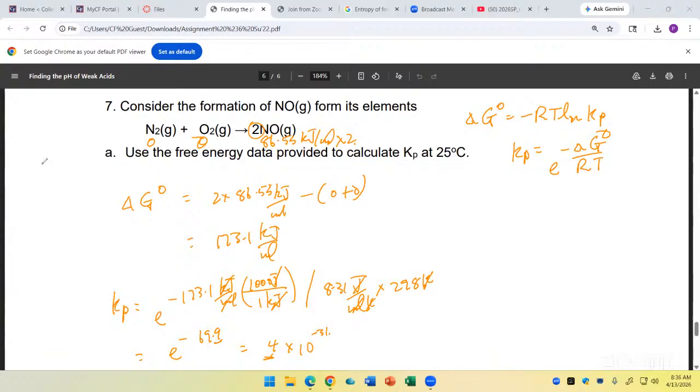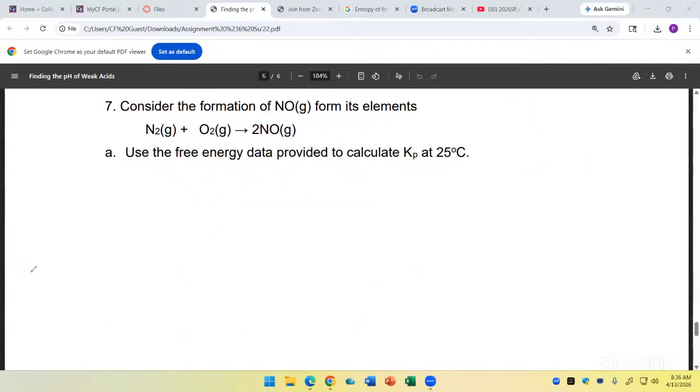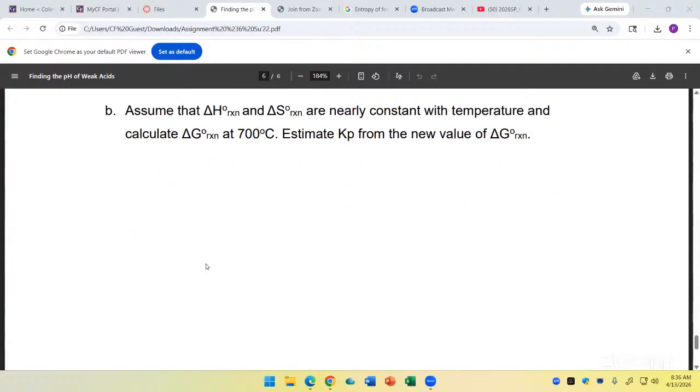Okay, let me clear this. Or maybe I should keep it, because I think I'm going to need the answer. Hold on, let me see here. So it says, assume that delta H and delta S are nearly constant with temperature. Calculate delta G at 700 degrees. Estimate the Kp from the new value of delta G for the reaction, all right? So what they're saying is that we assume that delta H and delta S would be the same at 700 degrees as they would be at 25 degrees Celsius.